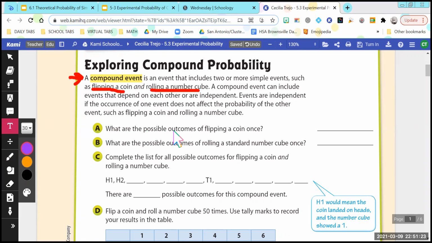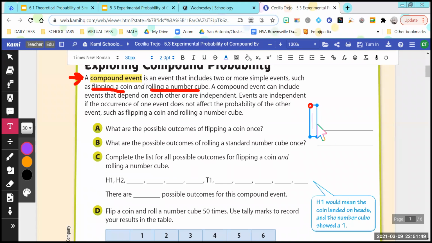So we've talked about outcomes before. So we need to think, what are the outcomes? What's my sample space that we have when we flip a coin, right? So what could it land on? Well, we know a coin is two-sided. So it can either land on heads, or if it flips the other way, it could land on tails, right? So those are the two outcomes that you have when you flip a coin, right?